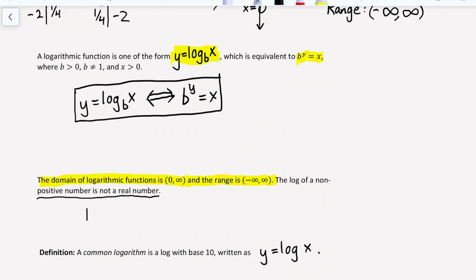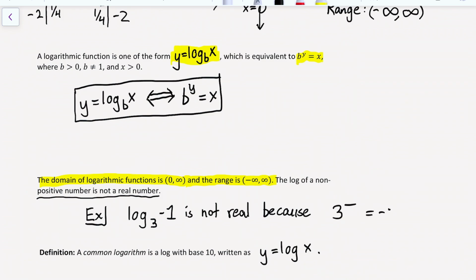The log of a non-positive number is not a real number. So I cannot express, for example, log base 3 of negative 1. That is not real because its exponential form, 3 to the power of something, will never equal negative 1. It will always result in a positive number. I cannot take the logarithm of a negative or a 0 number.